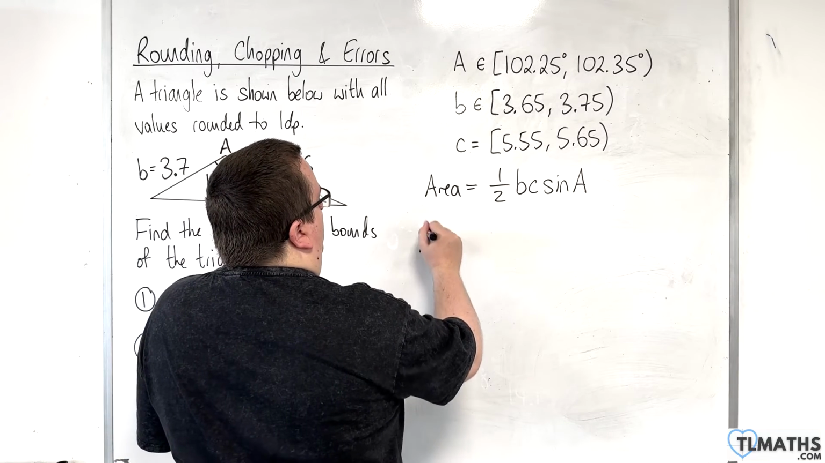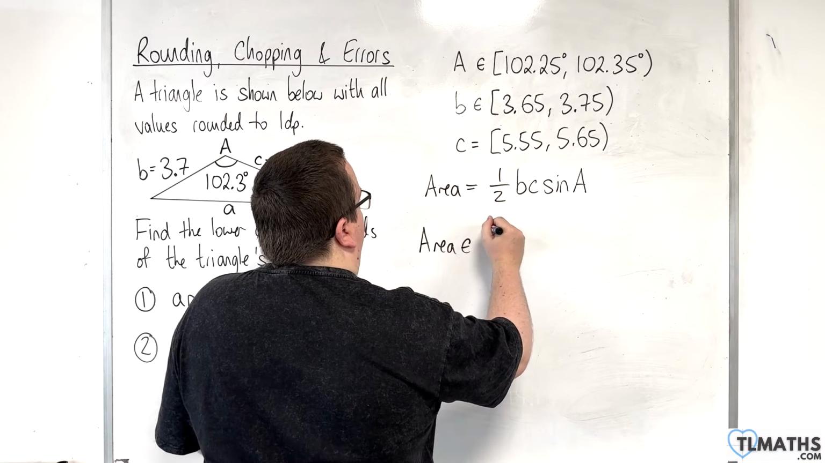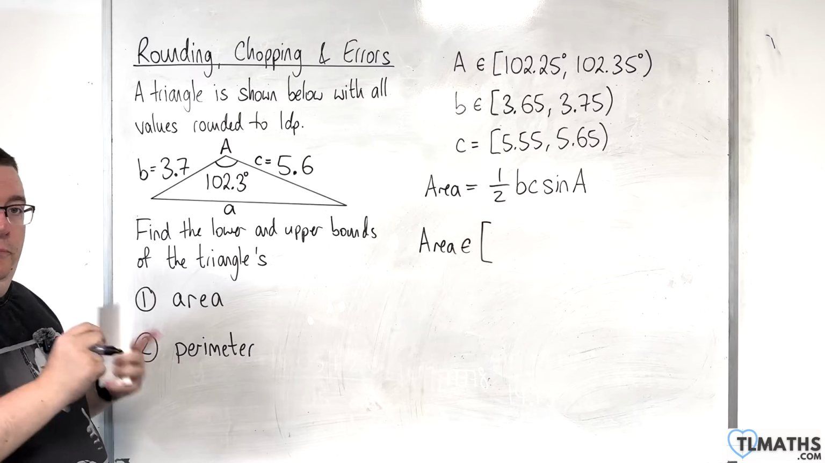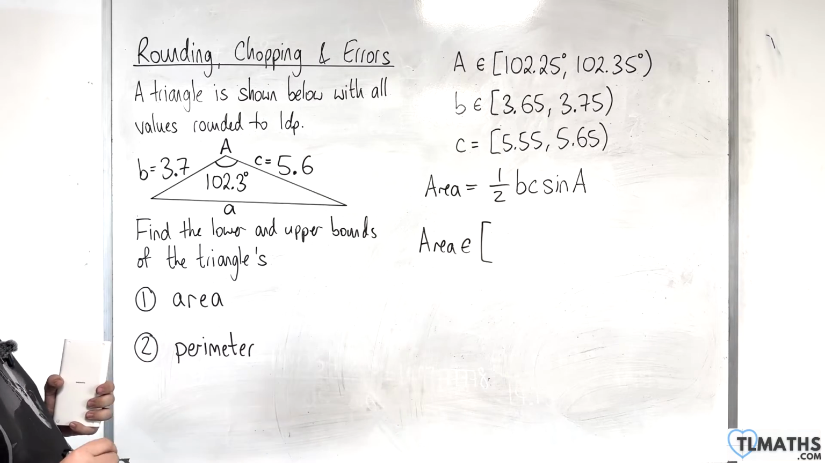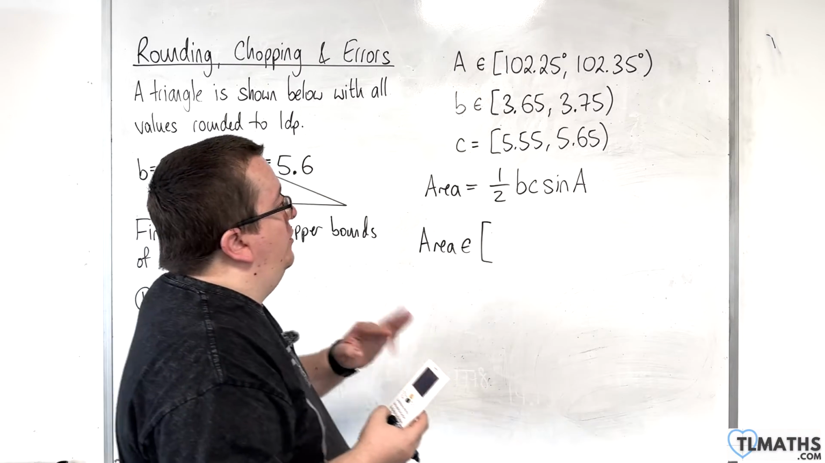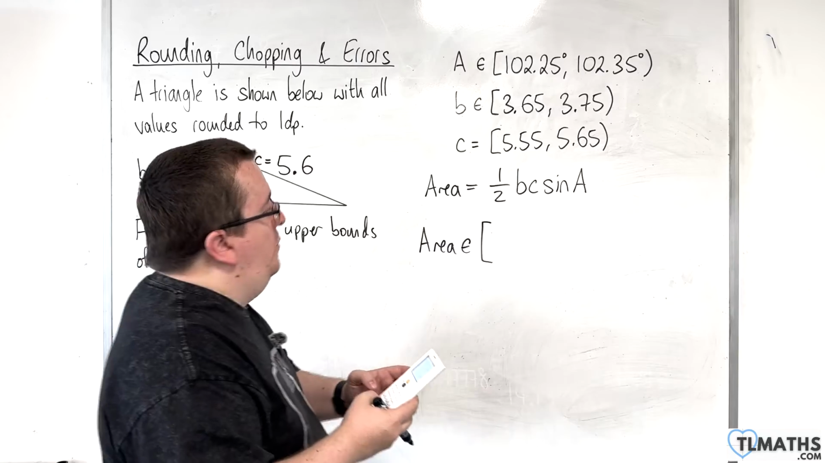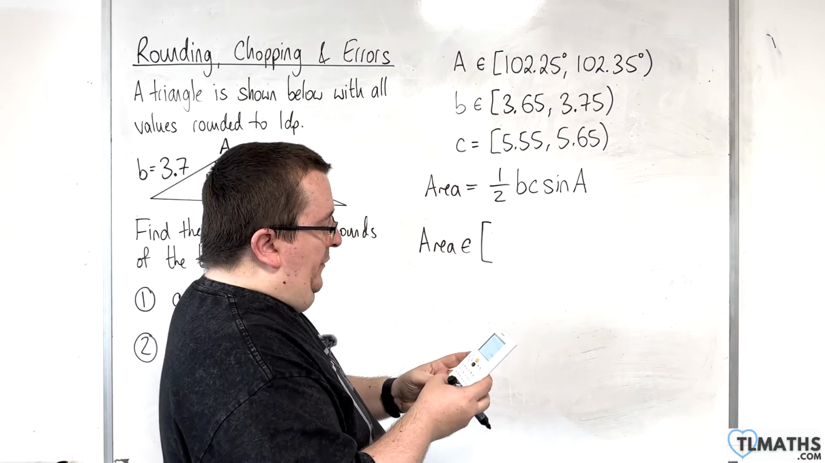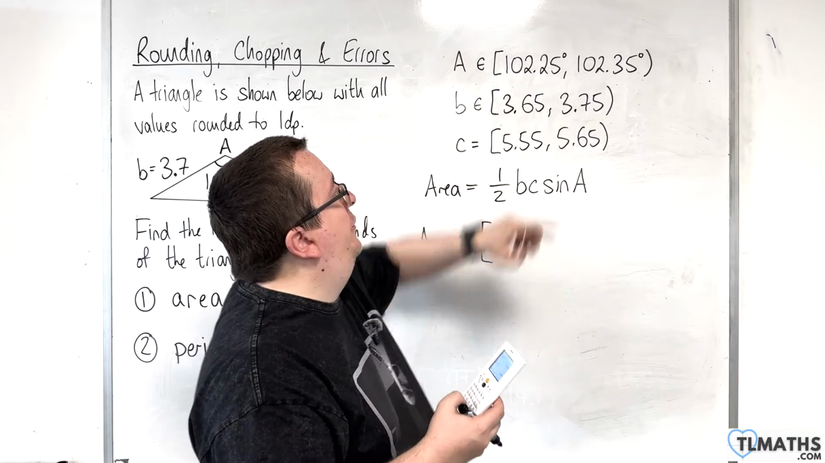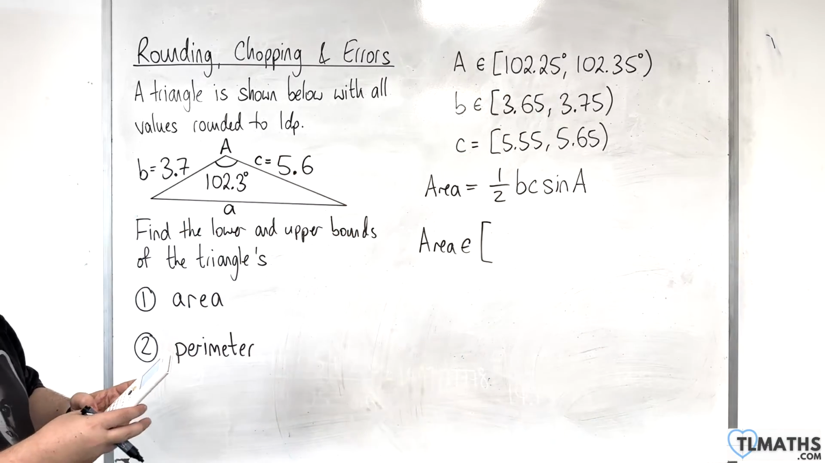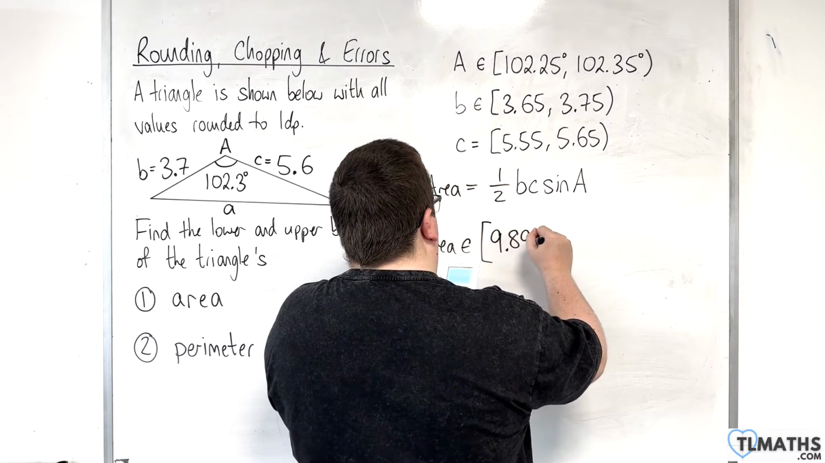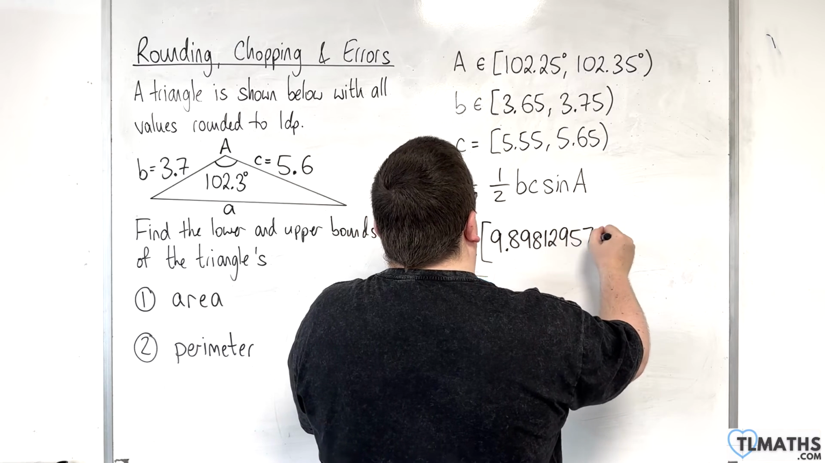So the lowest the area can be will be utilising the smallest possible sides, the shortest possible sides, and the smallest possible angle, okay? And make sure you calculate in degrees when you're doing this. We're going to have 0.5 times 3.65 times by 5.55 times by sine of the smallest angle. So sine of 102.25. And so that's 9.89812957.